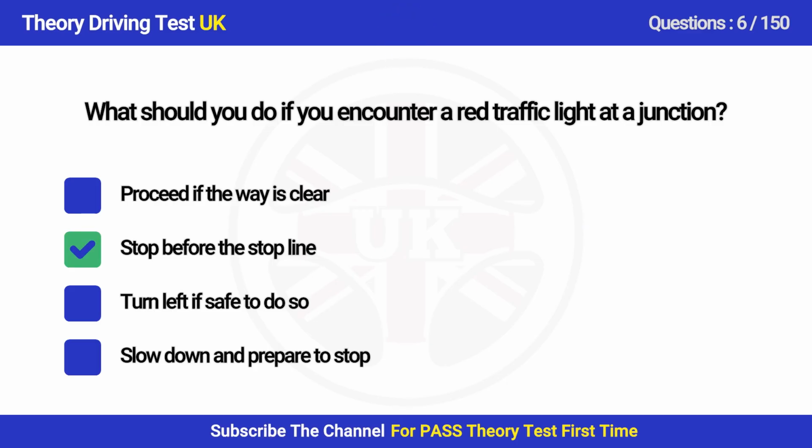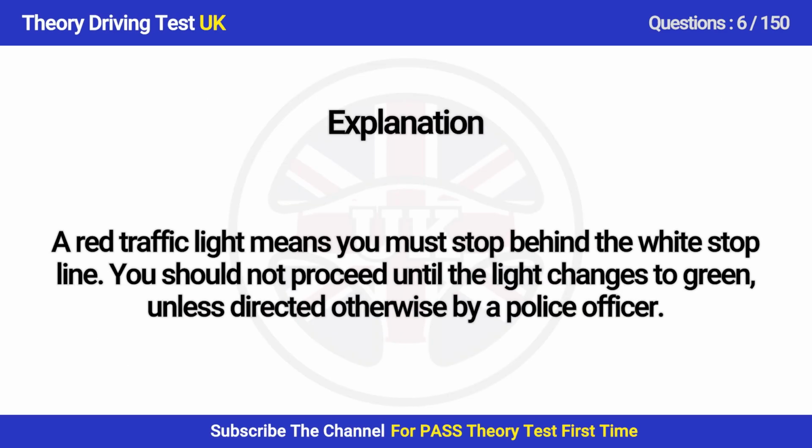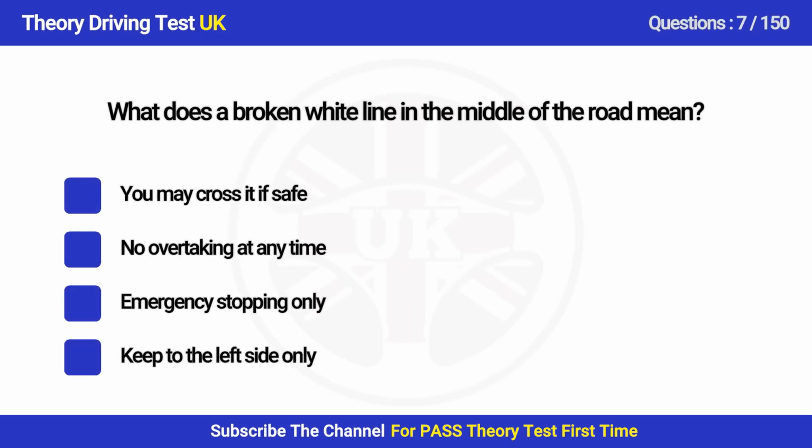Answer is B. Stop before the stop line. A red traffic light means you must stop behind the white stop line. You should not proceed until the light changes to green, unless directed otherwise by a police officer. Question 7. What does a broken white line in the middle of the road mean? A. You may cross it if safe. B. No overtaking at any time. C. Emergency stopping only. D. Keep to the left side only.